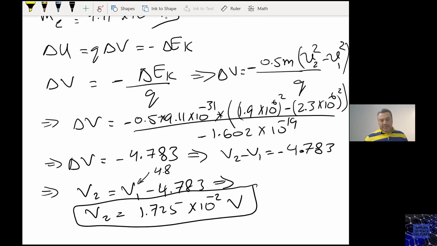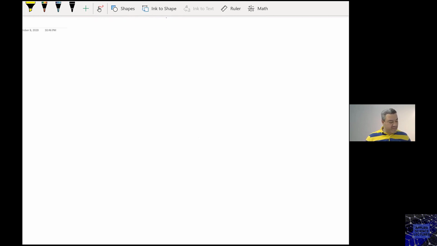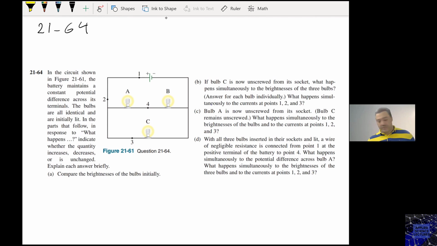Any question about this problem? No questions? Then we will move to the next. Next is question 2164. Question 2164 reads the following.